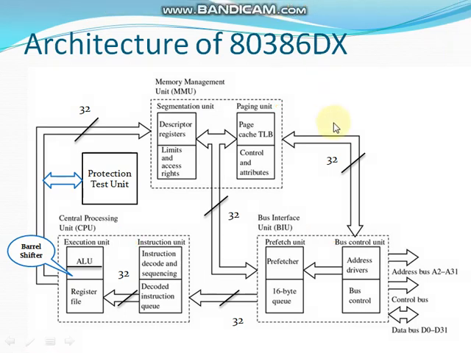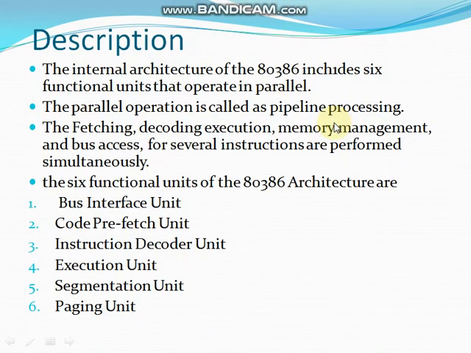Now moving forward, the internal architecture of 80386 includes three functional units that are operating in parallel because it supports pipelining processing. What is meant by pipelining? The fetching, decoding, executing, as well as the memory management and the bus access for several instructions are performed simultaneously. So now we are going to discuss each and every unit one by one.